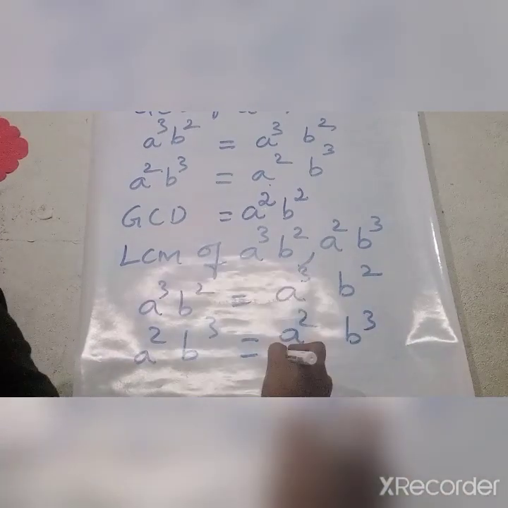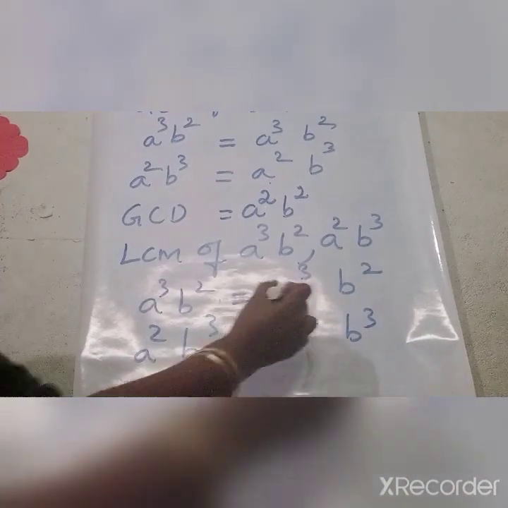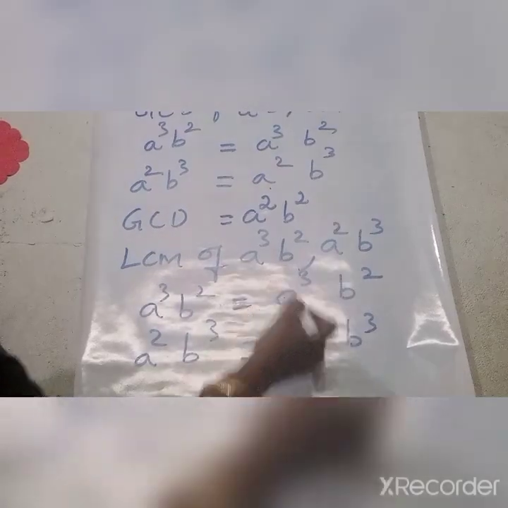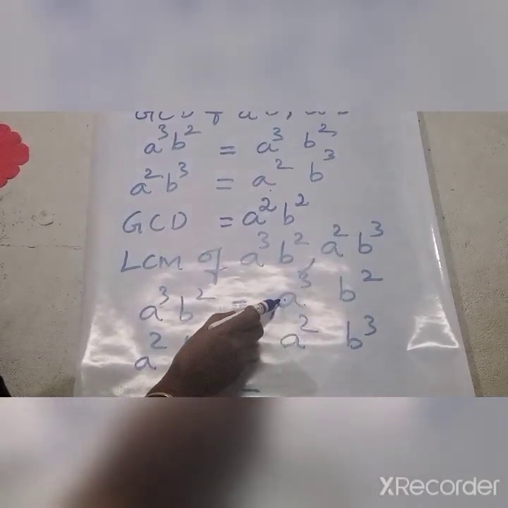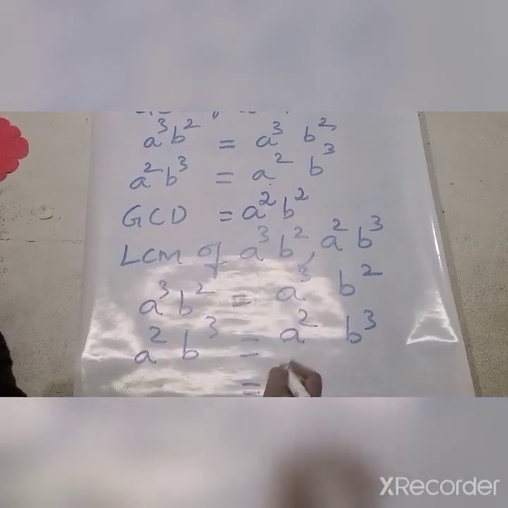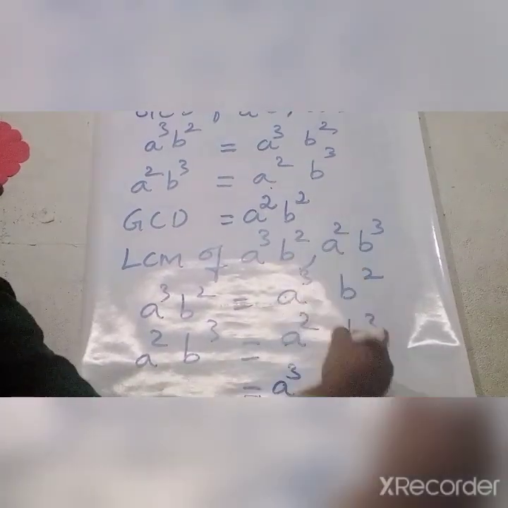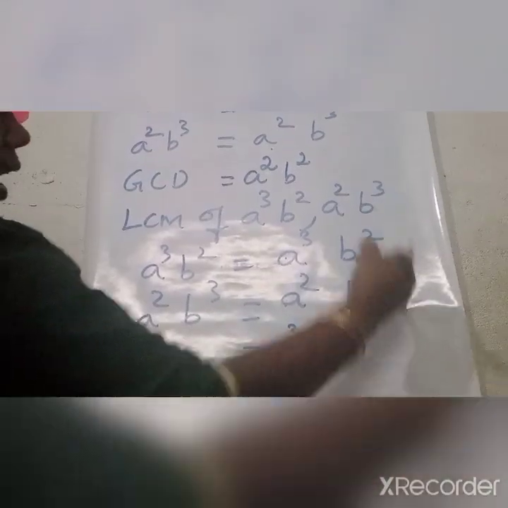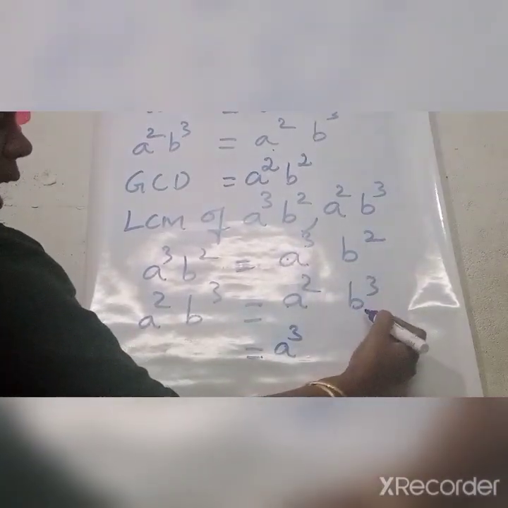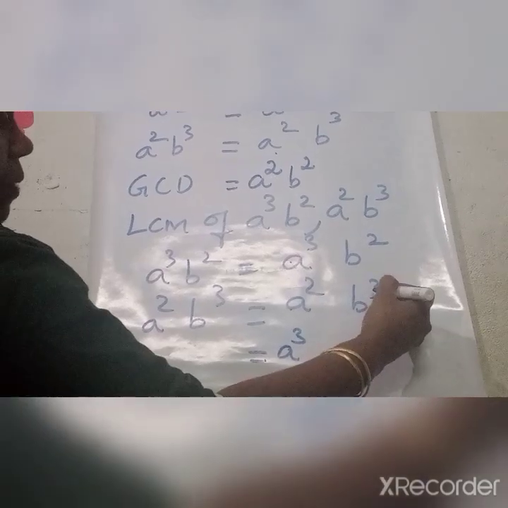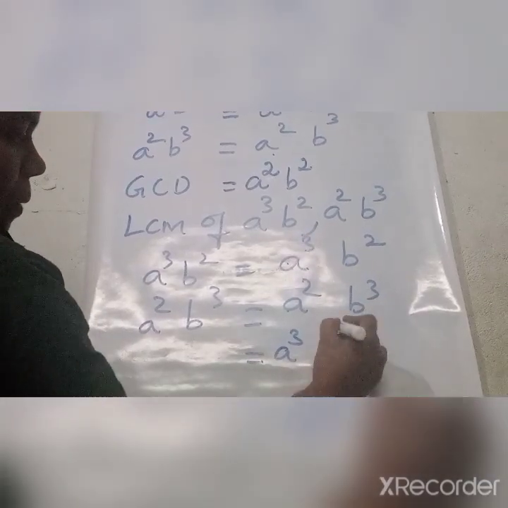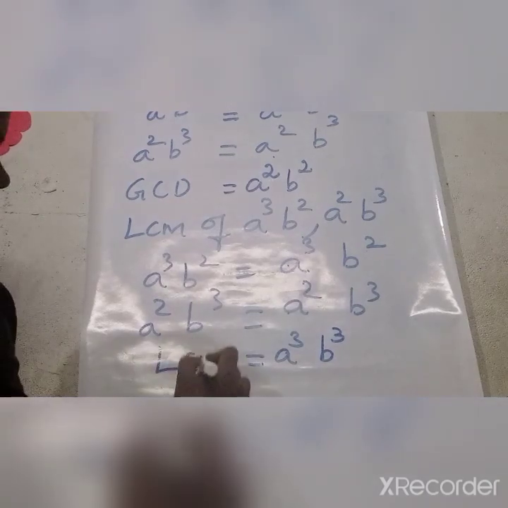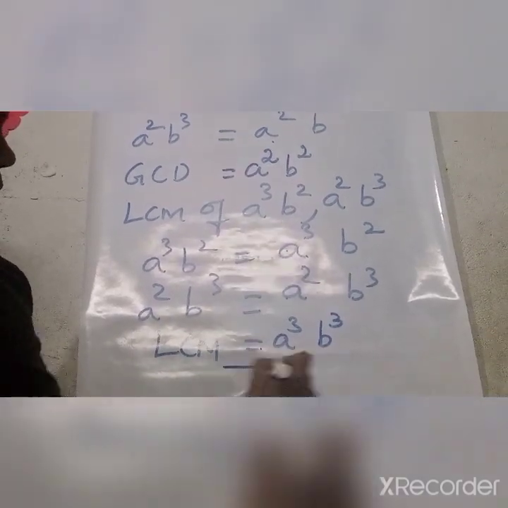Now among both, first of all the a term. Among both, the highest term we have to select. A square, a cube, which is the highest power? A cube term is the highest power. So a cube. Now come to this b term. B square, b cube is given. Among both, which is the highest power term? B cube is the highest power term. So we have to select the b cube. So LCM equals a cube b cube.